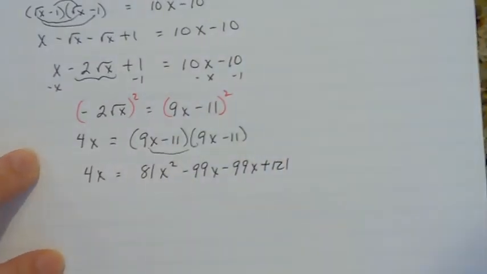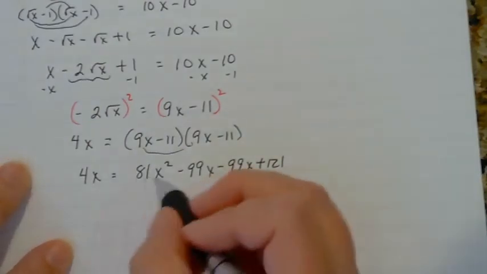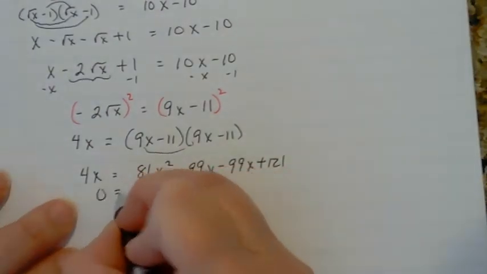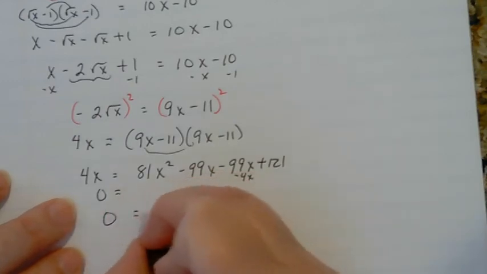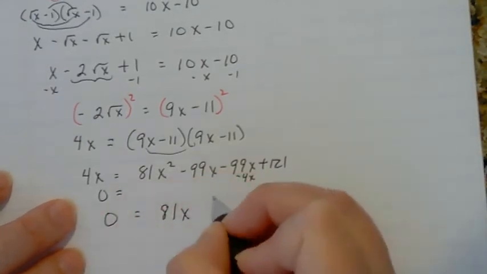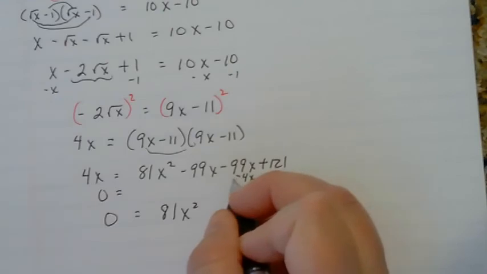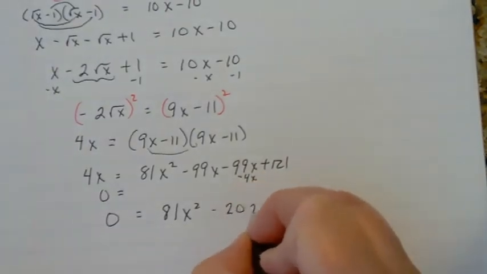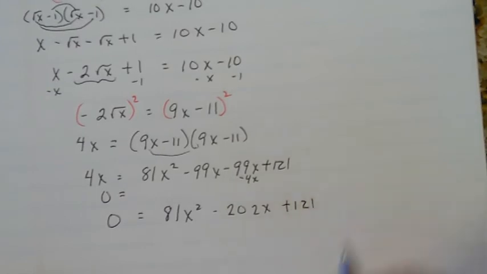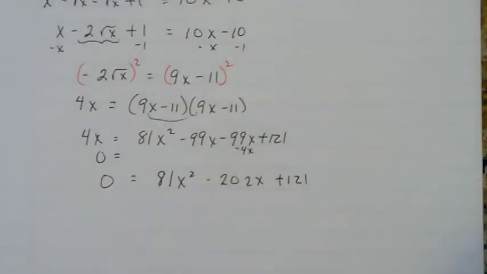Then I want to set one side equal to 0. So I'm going to subtract the 4x from both sides. So I get 0 equals, and I'm going to put my like terms together. So 0 equals 81x squared. Negative 99x, negative 99x, and negative 4x is negative 202x plus 121. I don't know if this one factors. I don't even want to try it. So I'm going to do the quadratic formula.